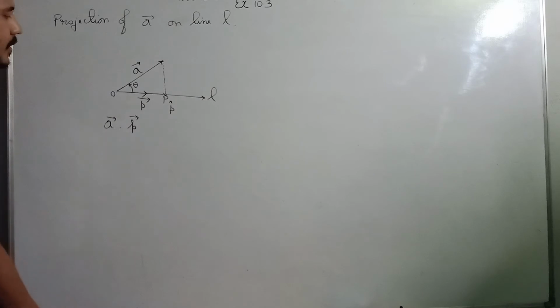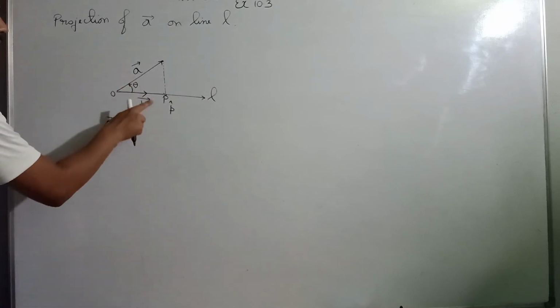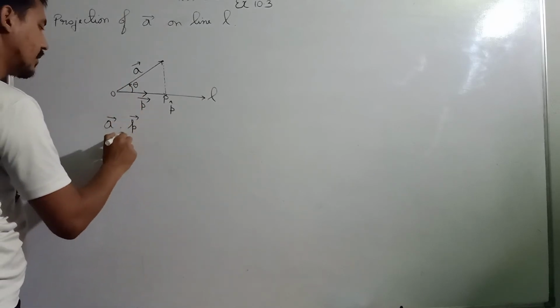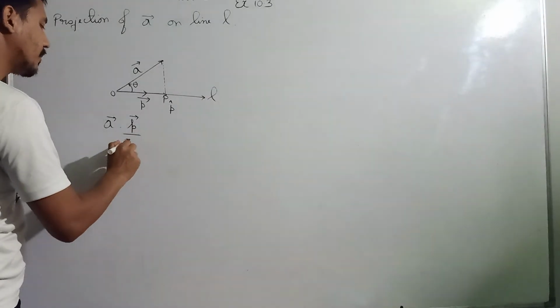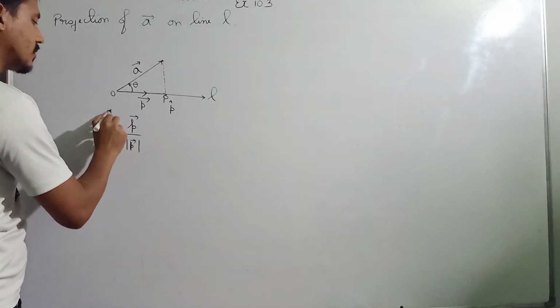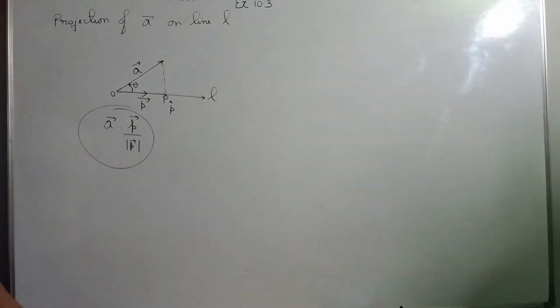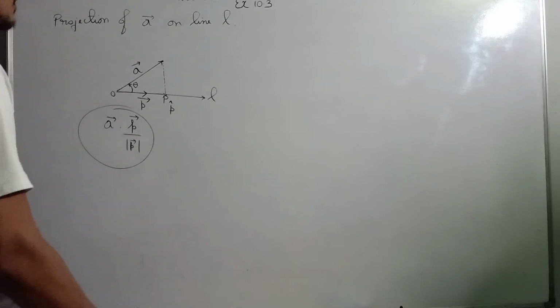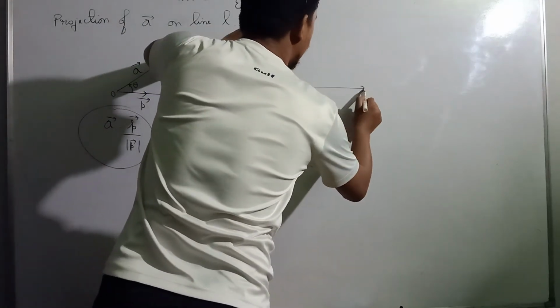Write the scalar product of your vector A and vector P divided by the magnitude of P. So this gives you the projection of this vector on your directed line. That's a formula. Okay? Yes.